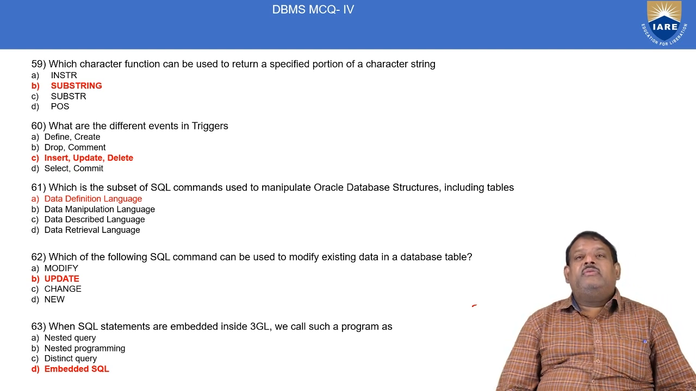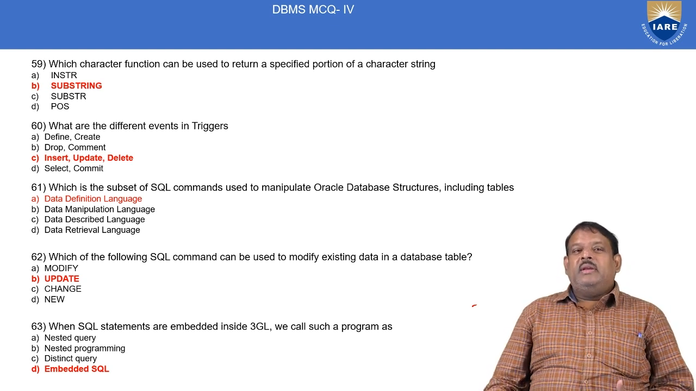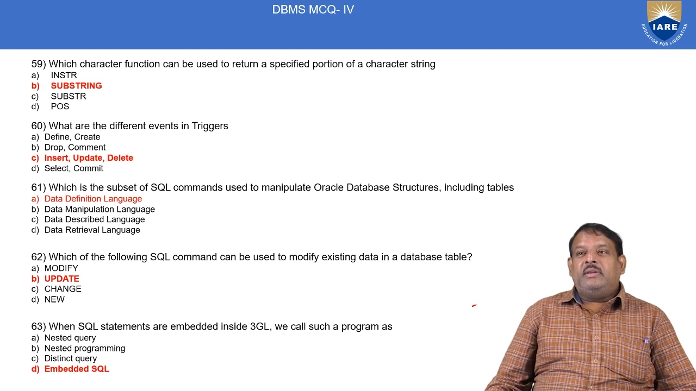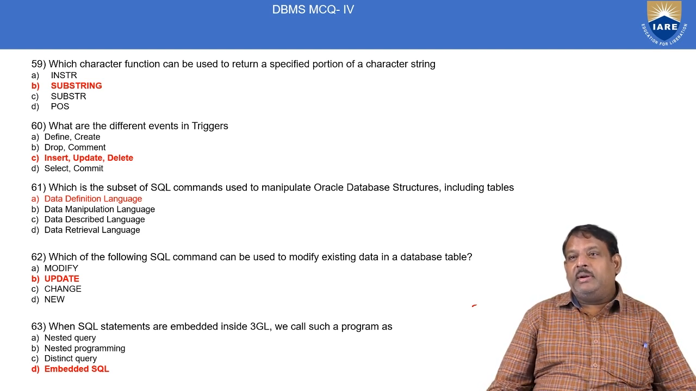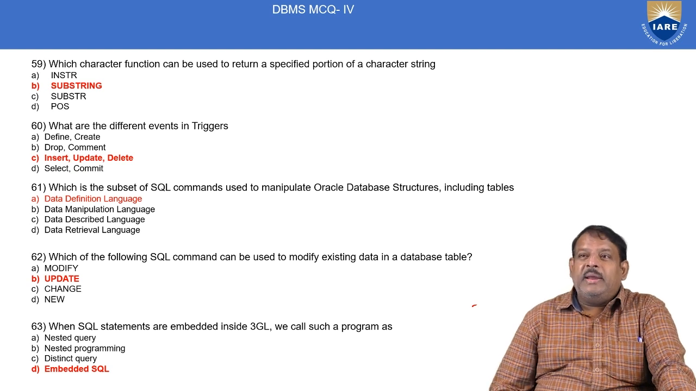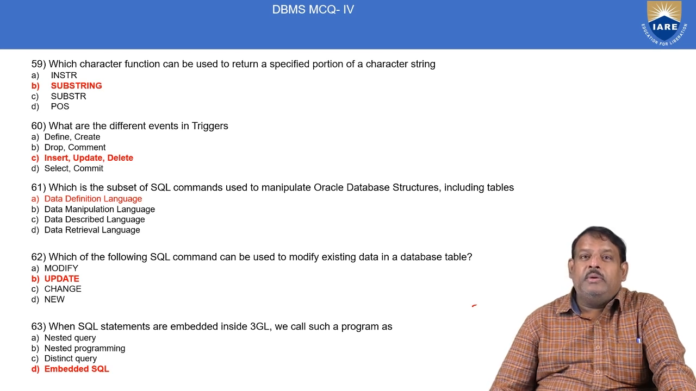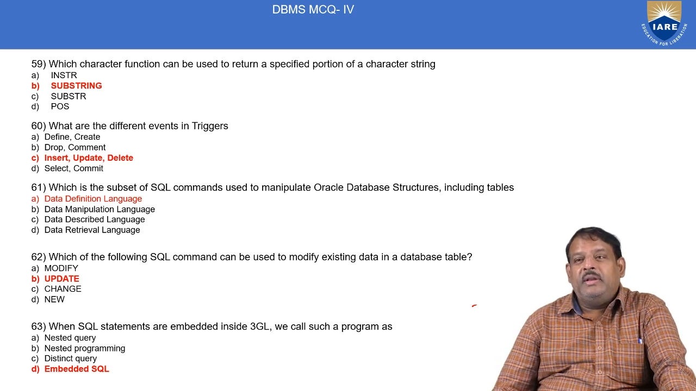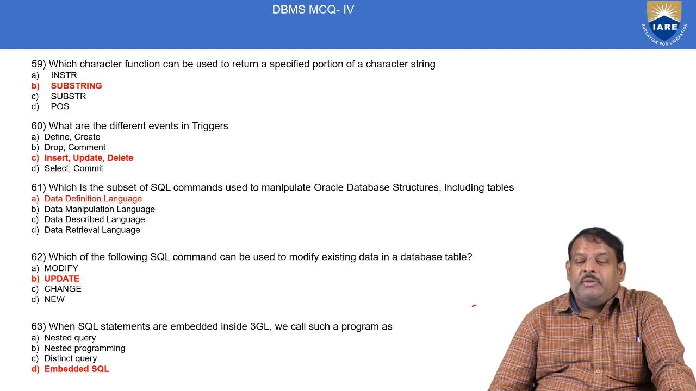Next, what are the different events in triggers? So what are triggers? Triggers are invoked by default. So you cannot invoke a trigger directly, but it is invoked by an action. So what could the actions be? Insert, update, delete. So when you perform an insert or an update or delete, and you have written trigger code, at that moment your triggers are going to fire.